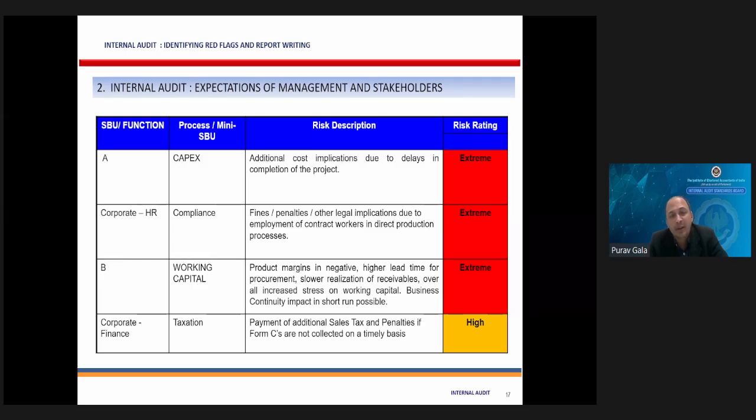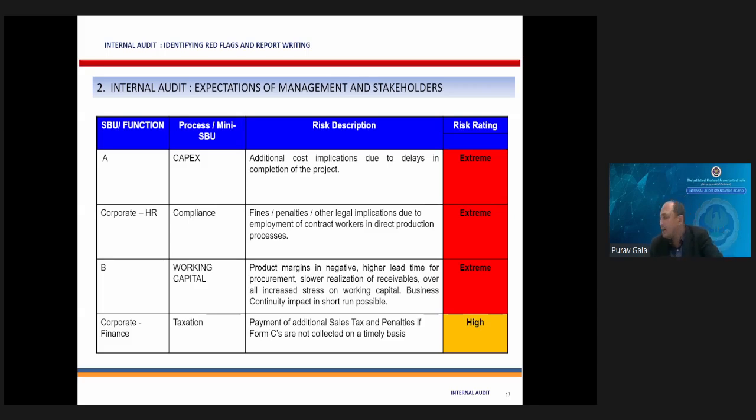Then I go and meet the tax guy or the CFO. He says, boss, I've got a problem in taxation. My additional sales tax penalties would have been required to be paid by the company if Form Cs are not correct. I'm just giving a hypothetical example.